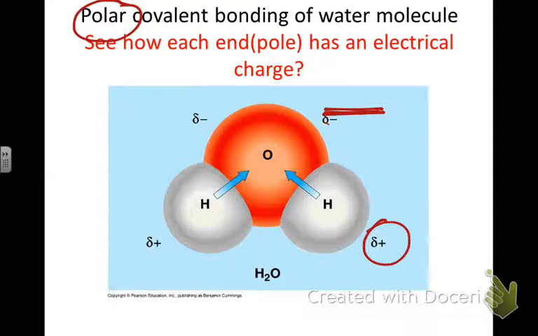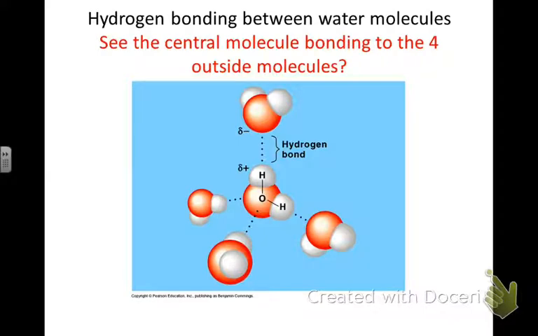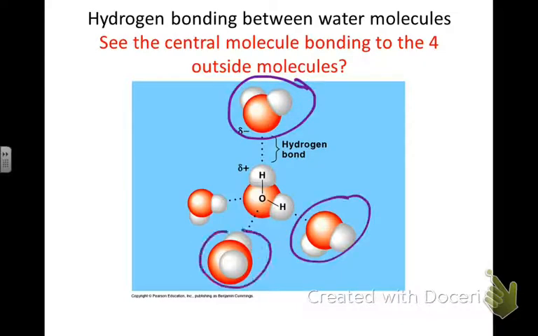Because water is polar, water makes hydrogen bonds. So when water bonds to water, it makes a hydrogen bond. Here you can see water, water, water, water, water. So there are 5 water molecules here. And if you look where the yellow is, it's a hydrogen bond. A hydrogen bond is where a water molecule bonds to a water molecule.